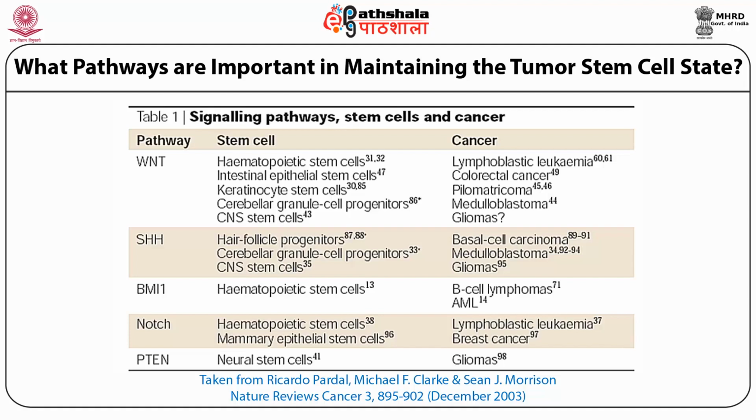For instance, the Wnt signaling pathway is important in maintaining the hematopoietic cells. However, a chronic Wnt signaling is associated with cancers such as leukemia. Similarly, the sonic hedgehog, when regulated, is important for hair follicle progenitors. However, a deregulated sonic hedgehog pathway ends up leading to basal cell carcinoma in the skin.